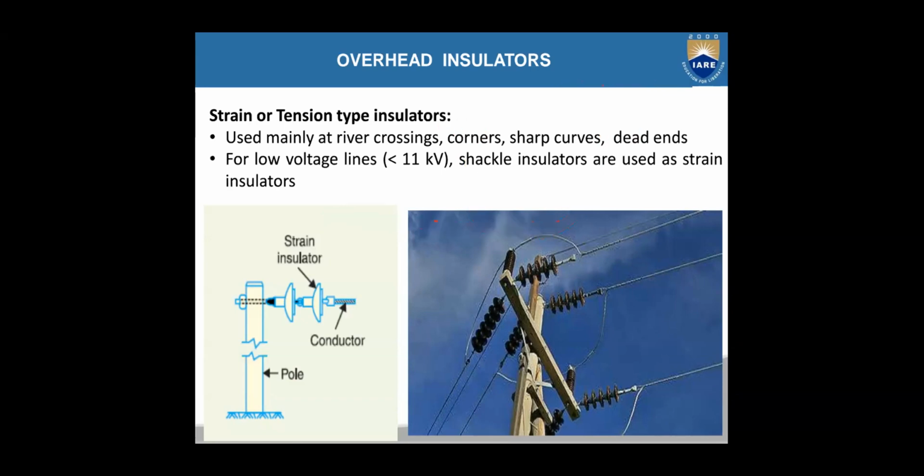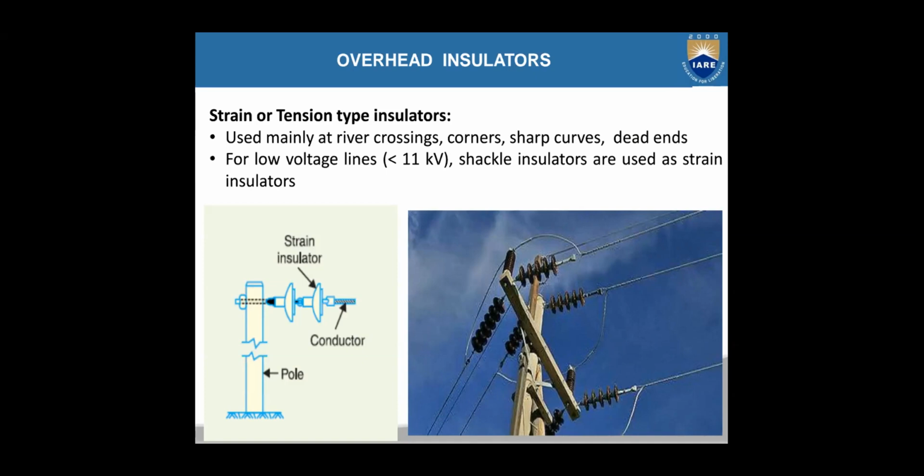Okay, so this will be used on river crossings and corners, and also at sharp curves. Sharp curves in the sense of what I said previously. And dead ends. Dead ends is nothing but the last end of the transmission system. At the dead ends also we will use the strain type insulator.